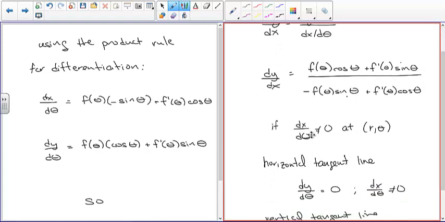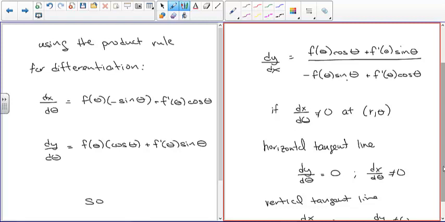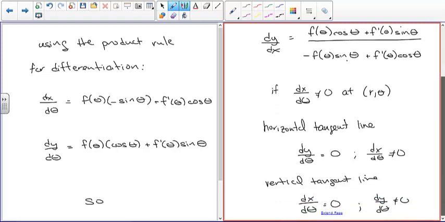So it says, actually, dx d theta can't be 0, because if that's true, then you get an indeterminate or undefined result. And if you have a horizontal tangent line, that's when the numerator equals 0 and the denominator does not equal 0. You get vertical tangent lines when the denominator is 0 and the numerator is not 0.